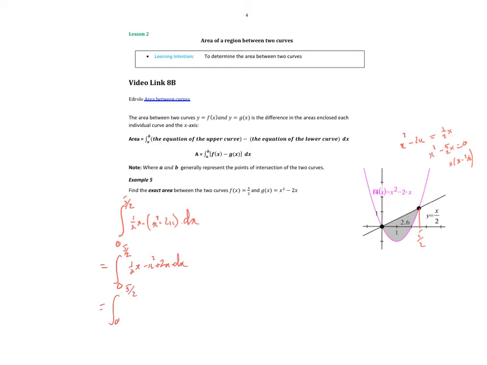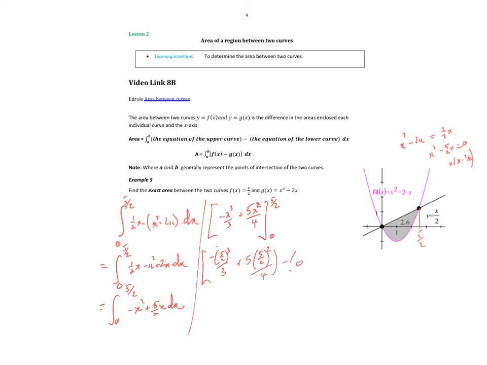So really from here, it's just making sure, if it's not TeX active, we don't make any careless mistakes. So anti-differentiate, I'm going to get minus x to the 3 on 3, plus 5x to the 2 on 4, between 5 on 2 and 0. So I get negative 5 on 2 cubed on 3 plus 5 times 5 on 2 squared on 4, minus 0.